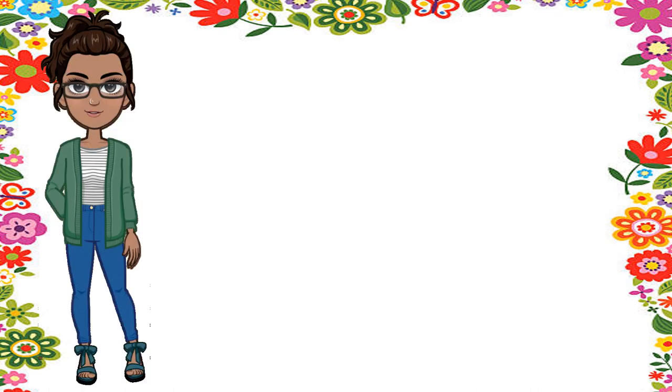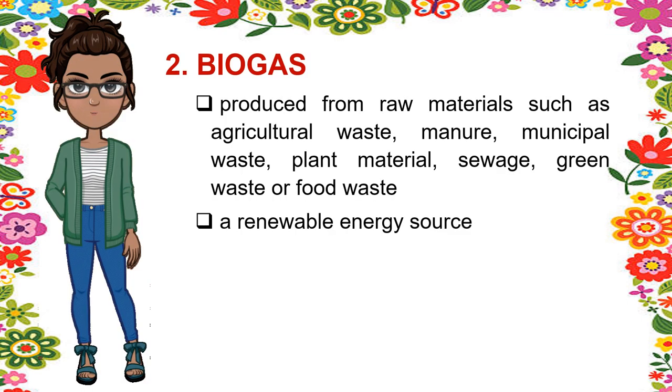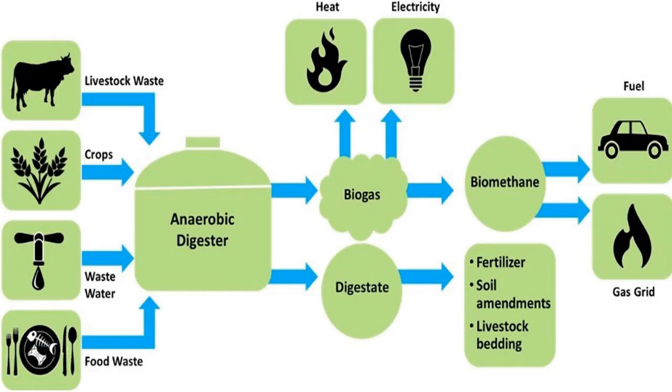The second source is biogas. This kind of energy can be produced from raw materials such as agricultural waste, manure, municipal waste, plant material, sewage, green waste, or food waste. Biogas is a renewable energy source. When bacteria decompose manure anaerobically, or without oxygen, into a gas mixture composed of about 60 to 70% methane, biogas is obtained. This is important in generating heat, hot water, or electricity.